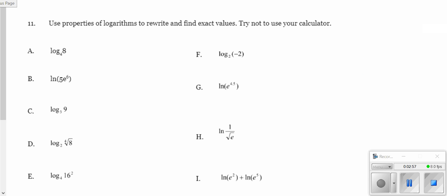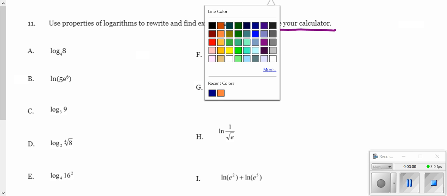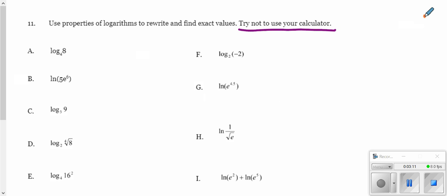It caught my mistake. All right, question number 11 says to use properties of logs to rewrite and find exact values. And it says try not to use your calculator. We're just trying to encourage you to grow as a mathematician. If you have to use your calculator, you have to, but we'd rather you didn't.